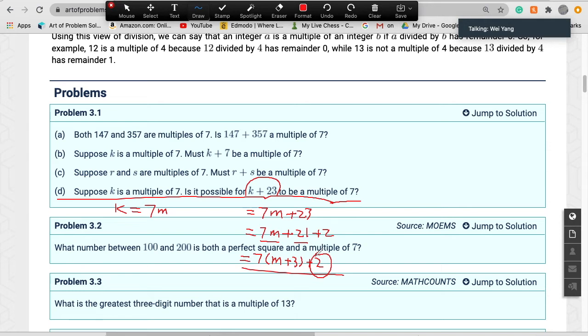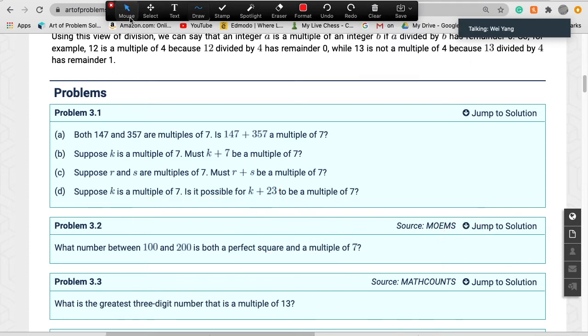When a number is a multiple of 7, that means when you divide that number by 7, the remainder should be 0, right? Suppose we said 12 is a multiple of 3. That means when we divide 12 by 3, we get the quotient 4, and the remainder is 0. This remainder should be 0. Now you divide K plus 23 by 7, you get a remainder of 2. So that means K plus 23 is not a multiple of 7, because that remainder is not 0.